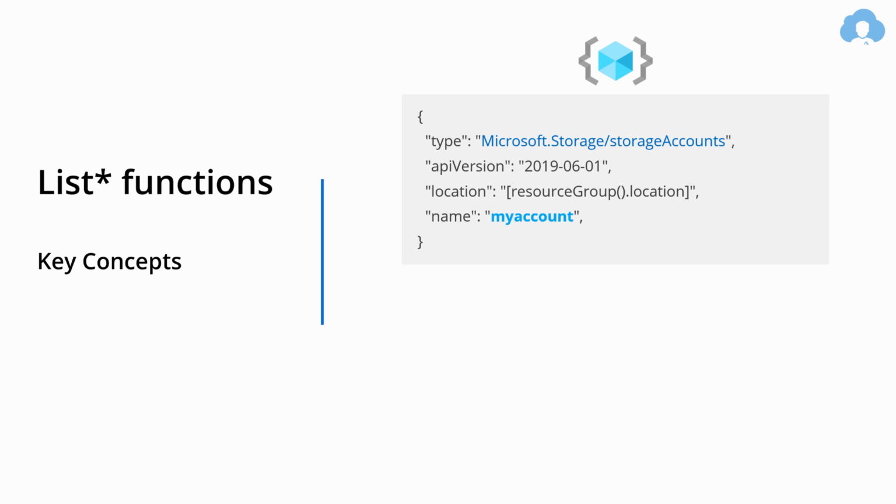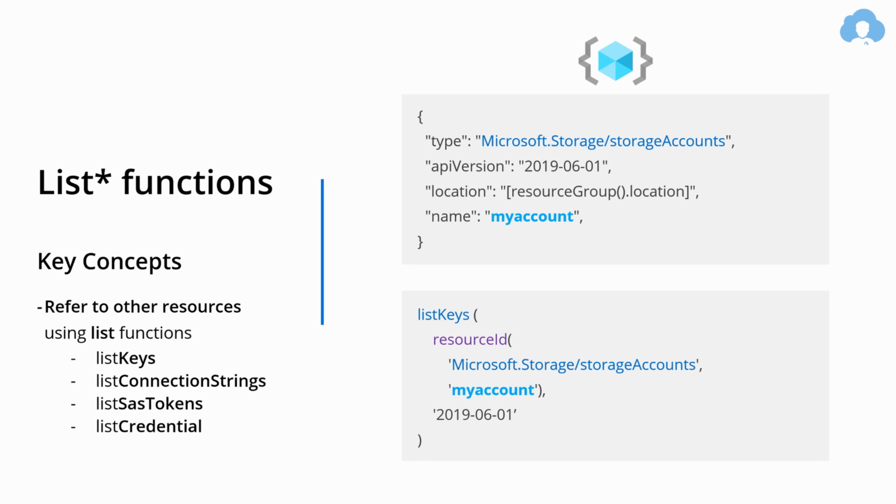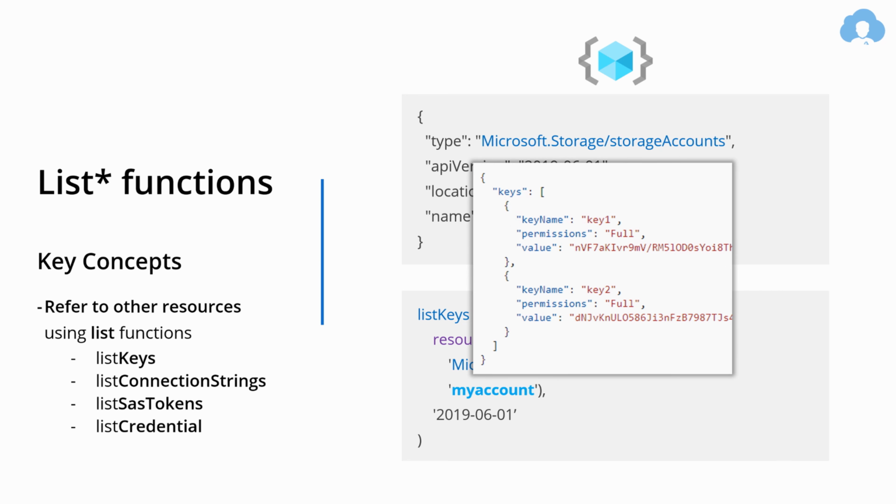Lastly, you have list functions. During the deployment, you might want to refer to other resources and pull some information like connection strings, keys, SAS tokens, credentials, and many more. You can actually do it by using list functions. And doing that is fairly straightforward. You simply call the list keys function, you pass the resource ID of your storage account and provide the API version for the storage account, which will return you an object containing primary and secondary key.